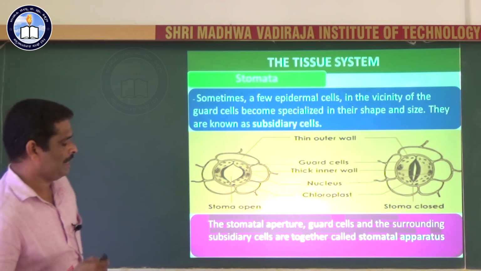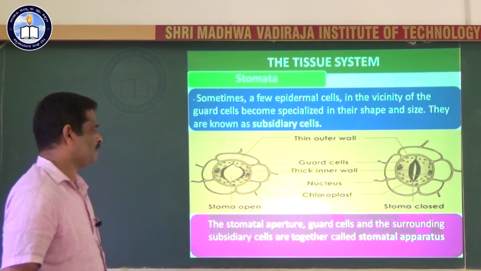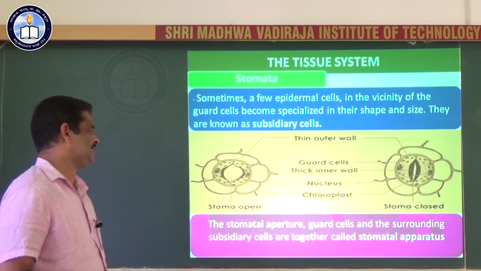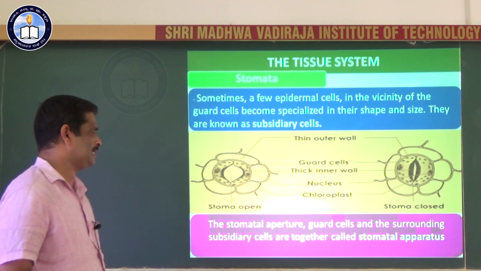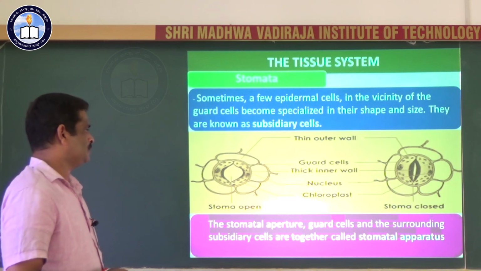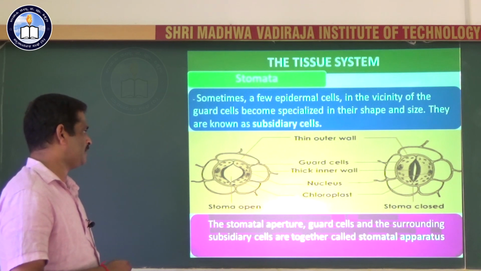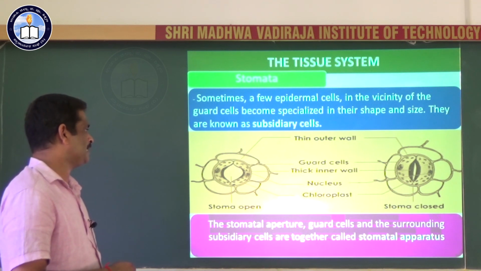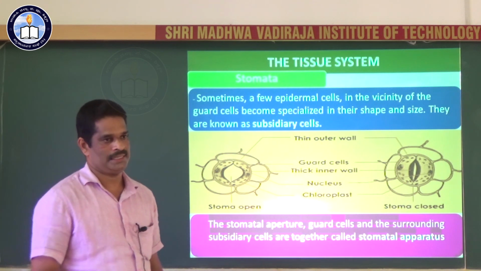What is the stomatal apparatus? The stomatal aperture, the guard cells and the surrounding subsidiary cells together constitute the stomatal apparatus. So what is a stomata in general? The stomatal pore and the surrounding guard cells constitute the stomata.